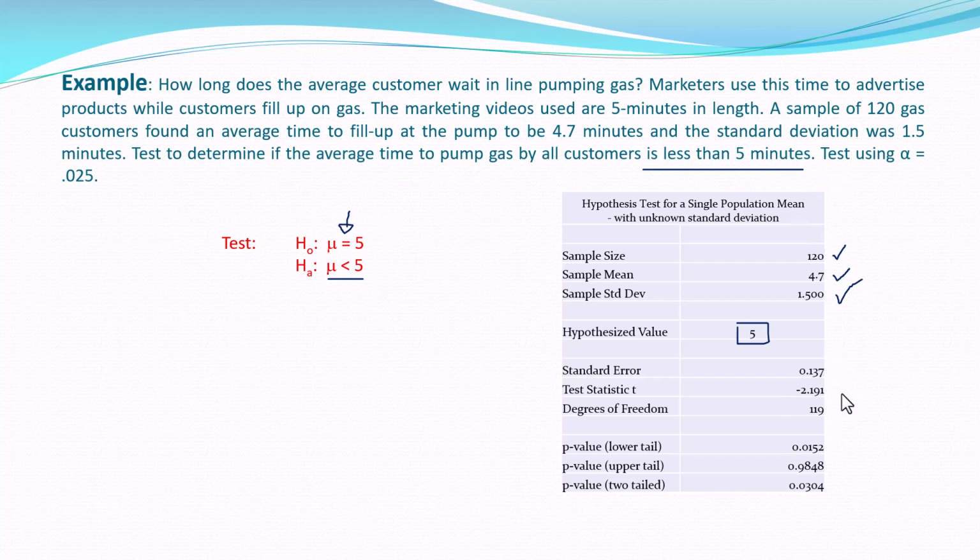And you can see that the test statistic is given right here, and that's what I'm going to identify next. The test statistic is a negative 2.191. Again, whether you call this a T or a Z is irrelevant. Negative 2.191 is the value that we're going to use for the test statistic. And now we've got to go and do our thing again.